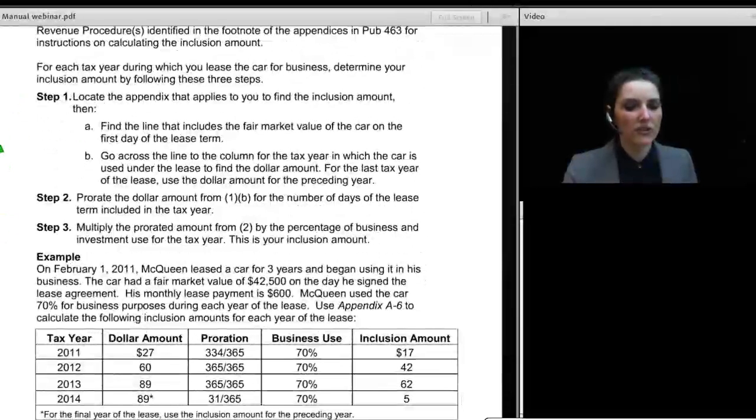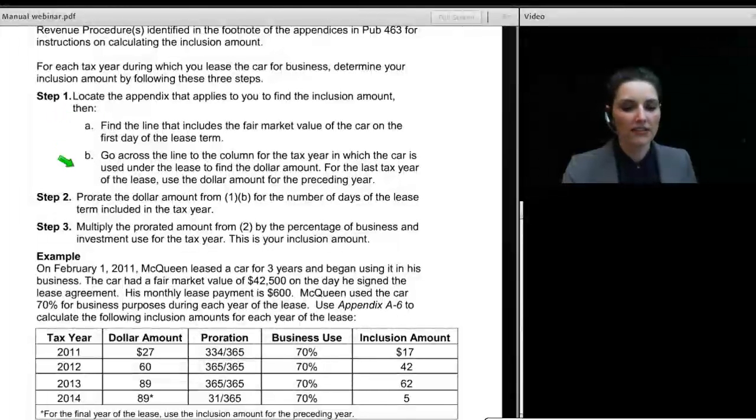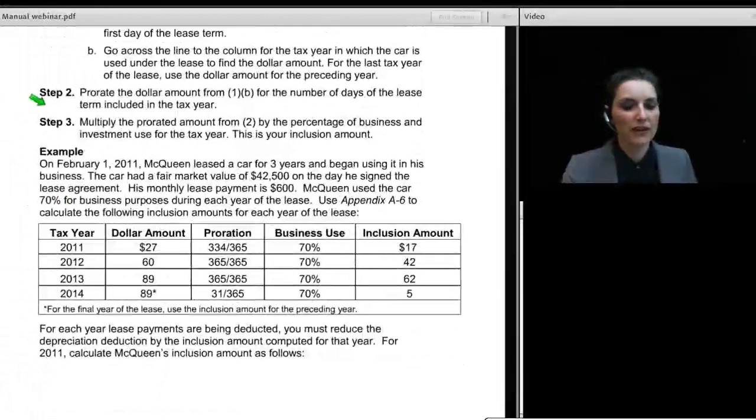Now, for each year during which the car is leased for your business, you determine the inclusion amounts in these steps. Step number 1, locate the appendix that applies to you and find the inclusion amount. Then find the line that includes the fair market value of the car on the first day of the lease term. Then go across the line to the column for the tax year in which the car is used under the lease to find the dollar amount. For the last tax year of the lease, use the dollar amount for the preceding year. Step number 2, prorate the dollar amount from 1B for the number of days of the lease term included in the year.